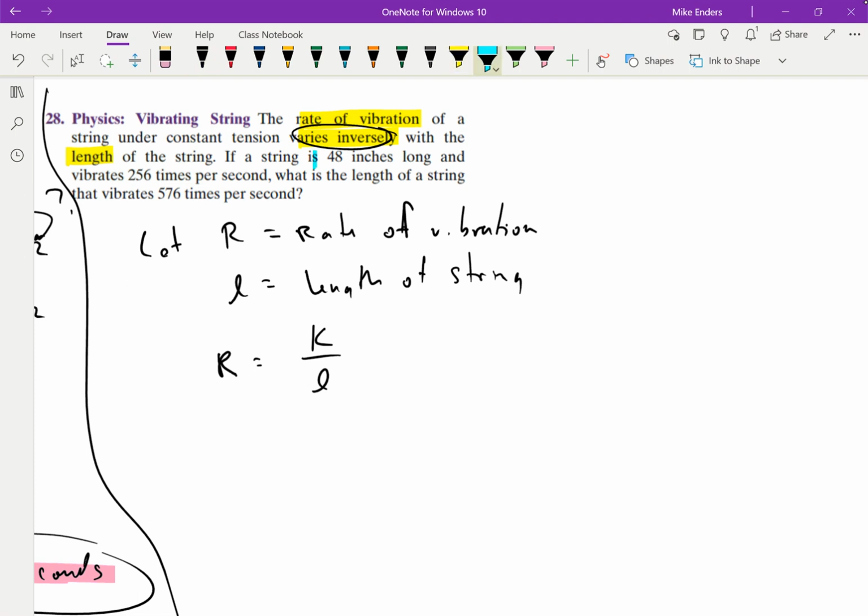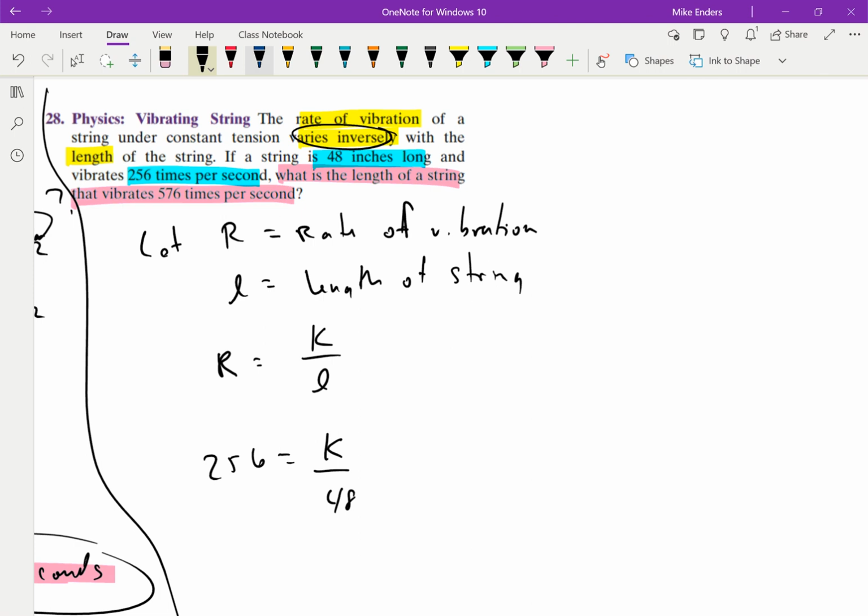So if a string is 48 inches long and vibrates 256 times per second, what is the length of the string that vibrates 576 times? So then we end up with this question here. What we have to do is take a look at that blue piece first. 48 inches long, vibrates 256 times per second. So we're going to fill in the other variables so we can find K. We got to find that constant. And that's that same pattern we've been taking a look at overall. So the 48 is my length, and 256 times per second is a rate.